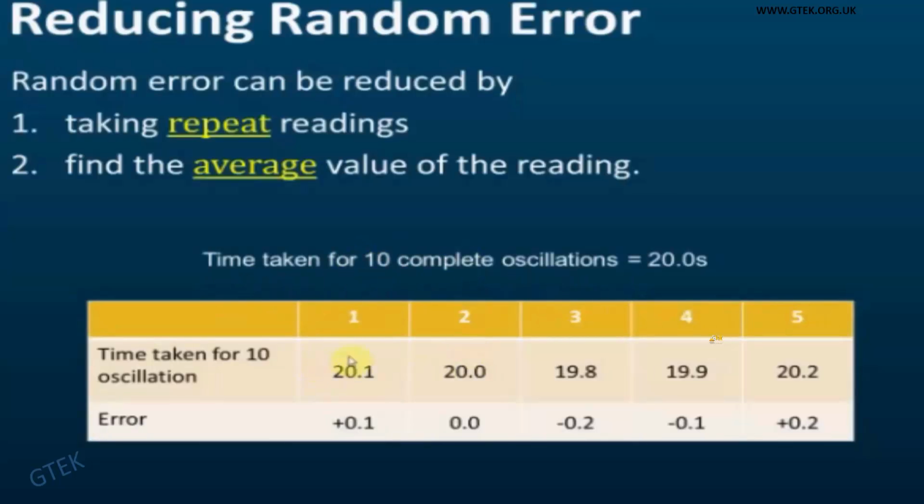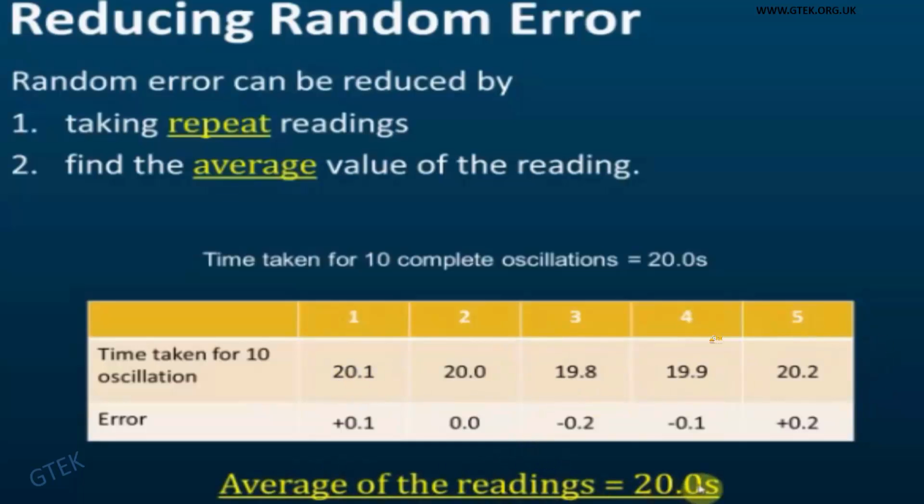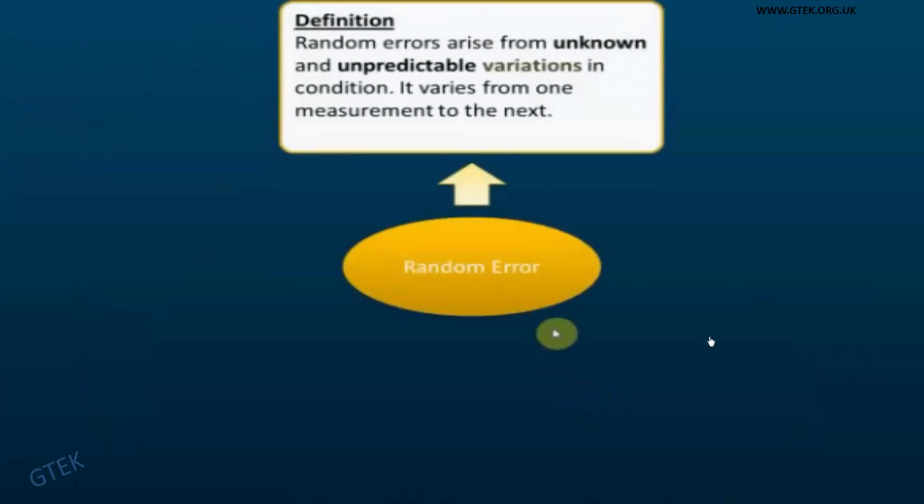So here if you consider the time taken for 10 complete oscillations, the average of the readings is 20.0, calculated in seconds. So this is all about reducing random error. The definition of random errors: they arise from unknown and unpredictable variations in condition. It varies from one measurement to the next. So this is the definition of random error.